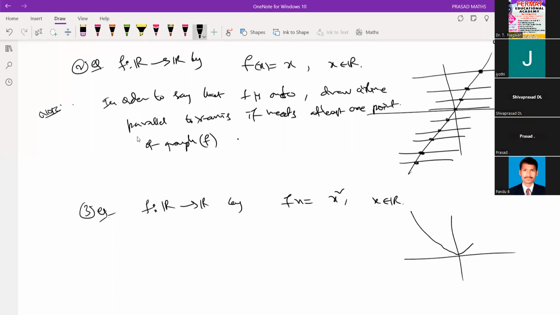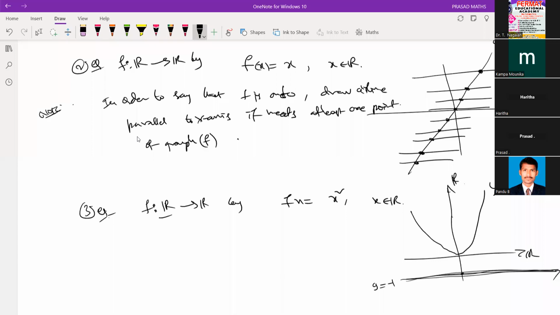So look at my codomain. Here codomain plays a very, very important role. My domain is R, my codomain is R. But suppose you draw a line parallel to the x-axis here. Suppose you take the line y equals -1. Does it have a preimage? Does it intersect the curve? No. Therefore, not onto.